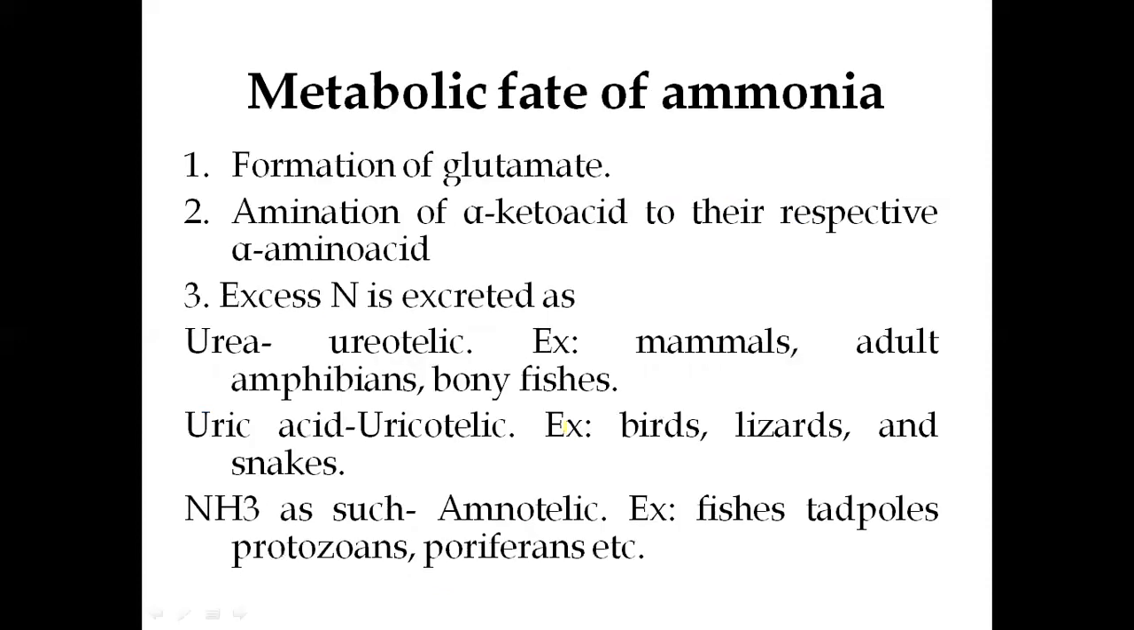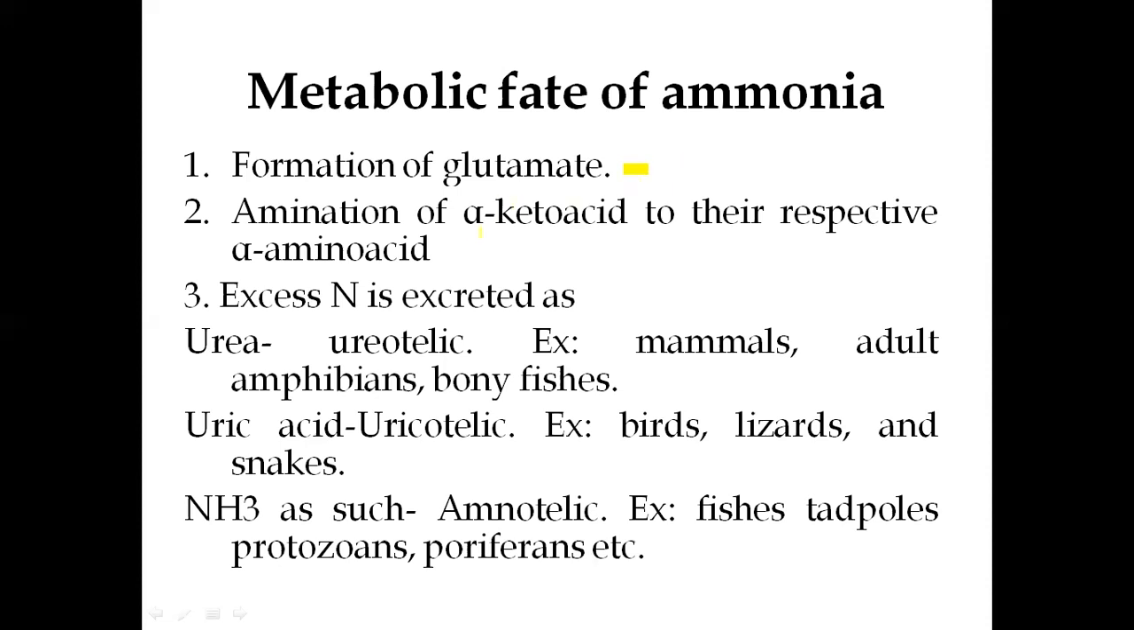Now, we'll see how the ammonia, or the nitrogen removed from the amino acid, will be utilized in the synthesis of other amino acids, or how it will be converted further. So that you will be learning in metabolic fate. Here, there are three main fates of ammonia. This ammonia will be utilized in the formation of glutamate and glutamine. So alpha keto acid combined with ammonia will form glutamate. Further, this glutamate will be converted into glutamine.